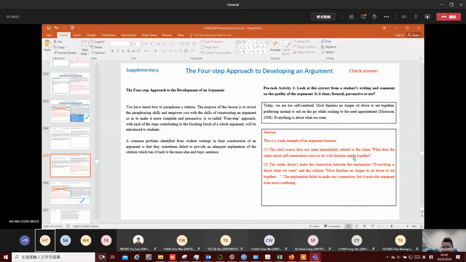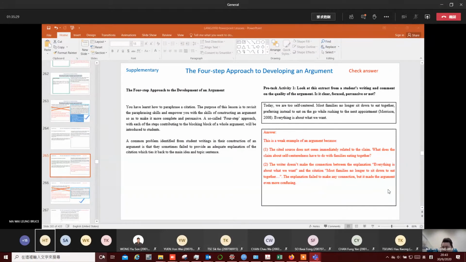Why? This is a weak example of an argument because the cited source does not seem immediately related to the claim. What's the cited source? The paraphrase: most families no longer sit down to eat together, preferring instead to eat on the go while rushing to the appointment. So I don't know, this is a paraphrase. This is a cited source. I don't know how this one is related to the topic sentence, self-centered. I can't see the direct relationship between the cited source and self-centered. And also, I don't know how we can arrive at the conclusion, everything is about what we want. You see what I mean here?